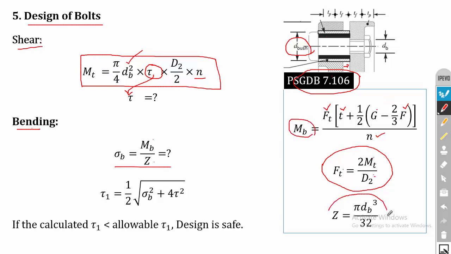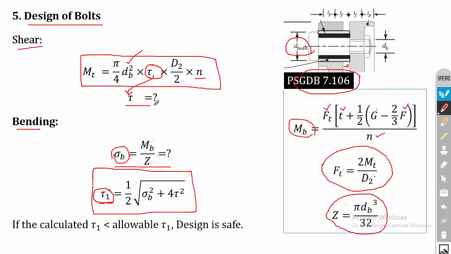Then Z is the section modulus, Z is equal to pi dB cube divided by 32. So you can calculate Mb, Z, substitute it and calculate the value of sigma b. Just remember that the bolt is subjected to both shear and bending, so we have to use the combined stress equation. Here I have used the maximum shear stress equation, that is tau 1, because the bolt is made of mild steel, so that is why I have considered tau 1. Remember that here you should not substitute the value of tau, you have to calculate the value of tau since we already calculated the dB value.